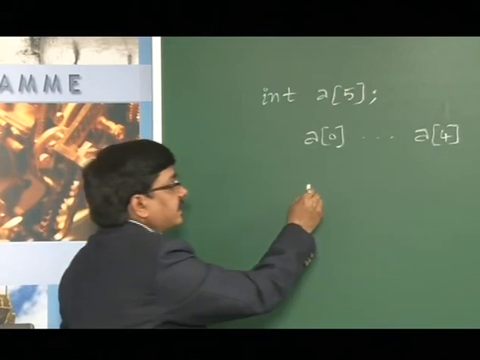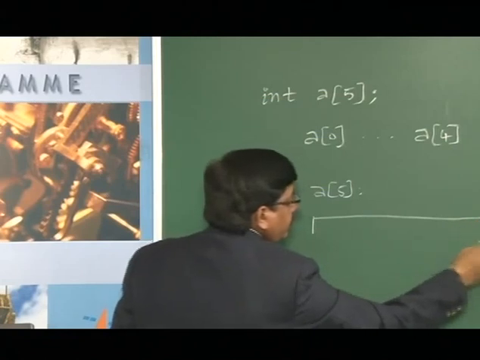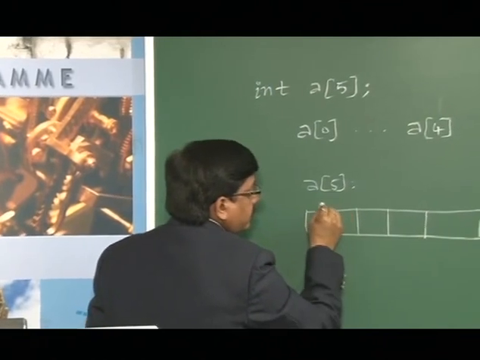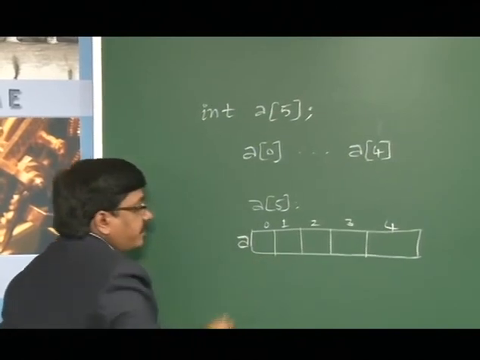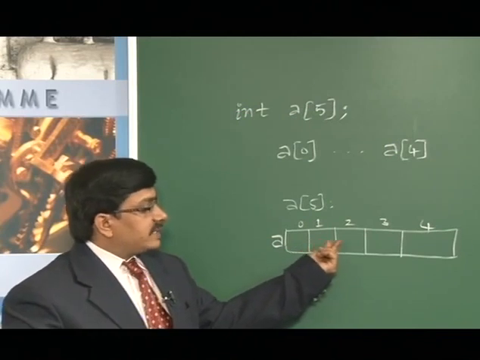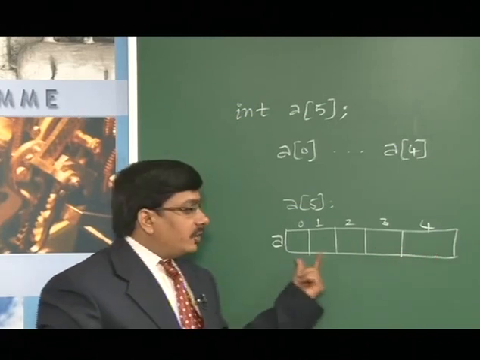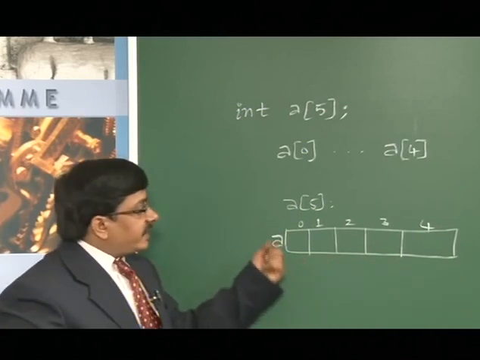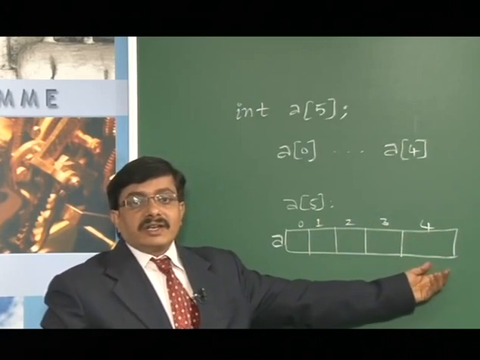So here if we try to access a[5], we cannot access the element, because we have seen that each integer takes 2 bytes of memory. So a[0] will take 2 bytes, a[1] 2 bytes, a[2] 2 bytes, a[3] 2 bytes, and a[4] 2 bytes. Altogether we have 5 elements, so 5 into 2, 10 bytes of memory will be allocated, and if I try to access a[5], there is no space allocated for the data over there.